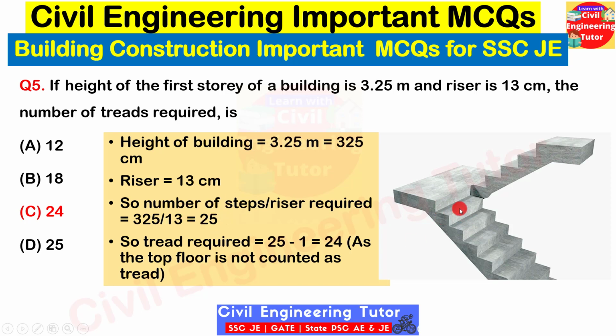So total 25 number of steps or riser or tread will be needed. Now you know that this top tread, that is the landing portion, is not considered. So here you need to subtract 1 from the total number of steps. So 25 minus 1 is equal to 24, because the top floor is not counted as tread. So here the correct answer will be 24. Similarly, if the height of the building is given and the riser is given, then you can calculate the number of steps or riser or treads.